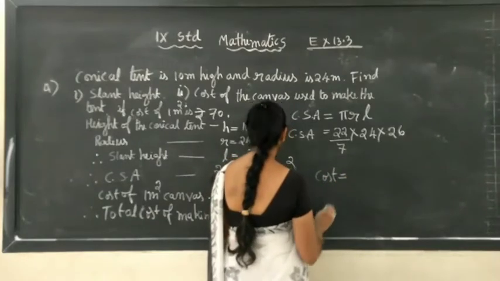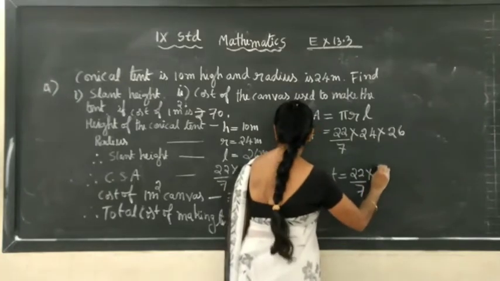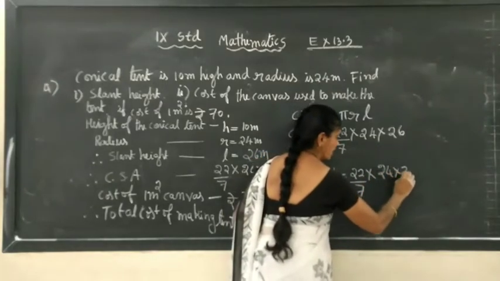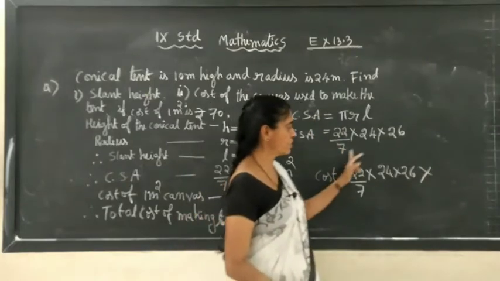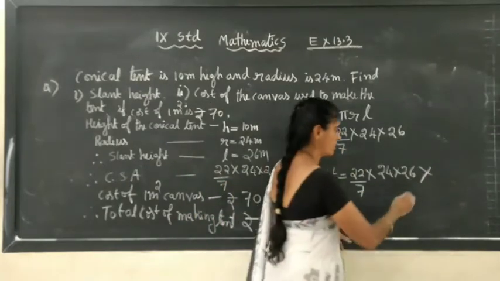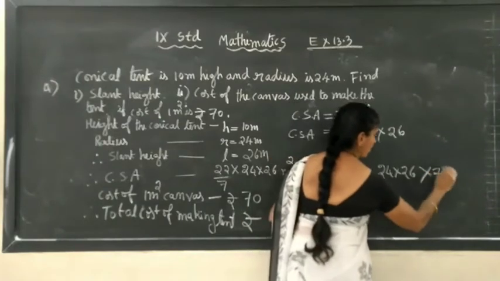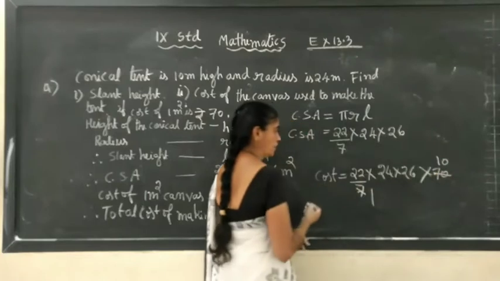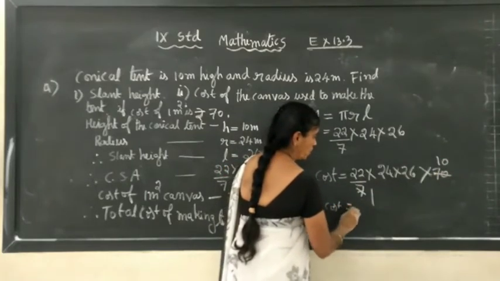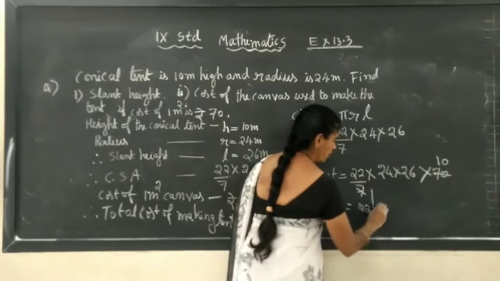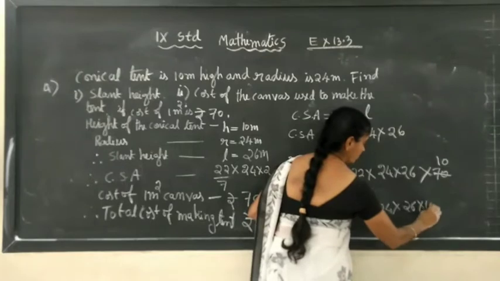So, the total cost is 22 by 7 into 24 into 26. Then the cost of the tent for 1 meter is 70, so for this much meter square it is into 70. Now, 7 ones are 7 tens. Now, we can multiply all. So, cost is equal to 22 into 24 into 26 into 10.